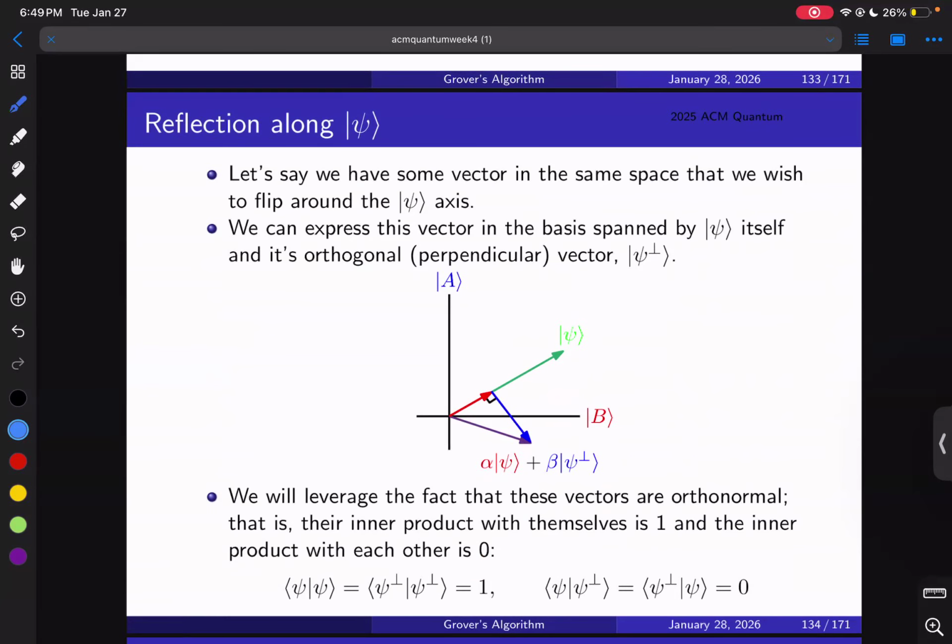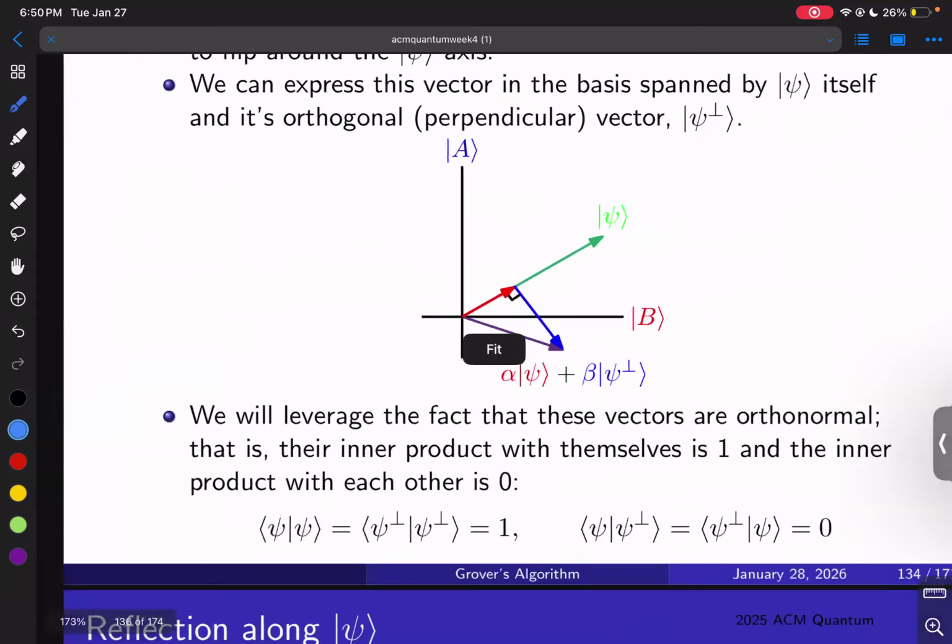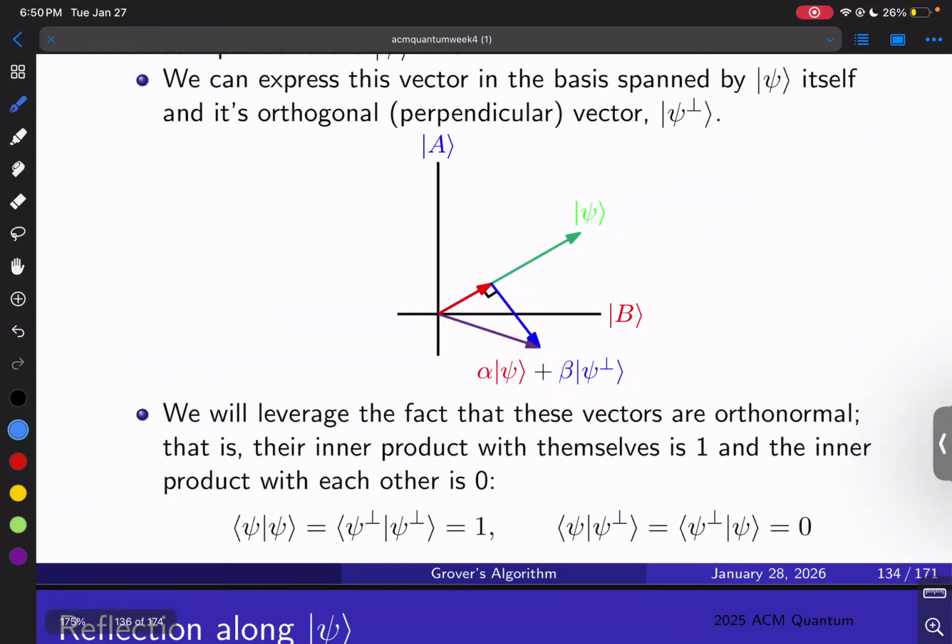Okay. So the fact that we're going to use to show that this matrix performs a reflection along psi is that psi and psi perp are orthogonal, which means that there is a 90-degree angle between them. So that means if we take what we call the inner product or the dot product you might have heard of, which is this ket psi times bra psi, if you do psi dot product with psi or psi perp dotted with psi perp, you'll get 1. And if you take the dot product of two different basis vectors, psi and psi perp, you'll get 0. So those are just mathematical facts of the basis that we're using.